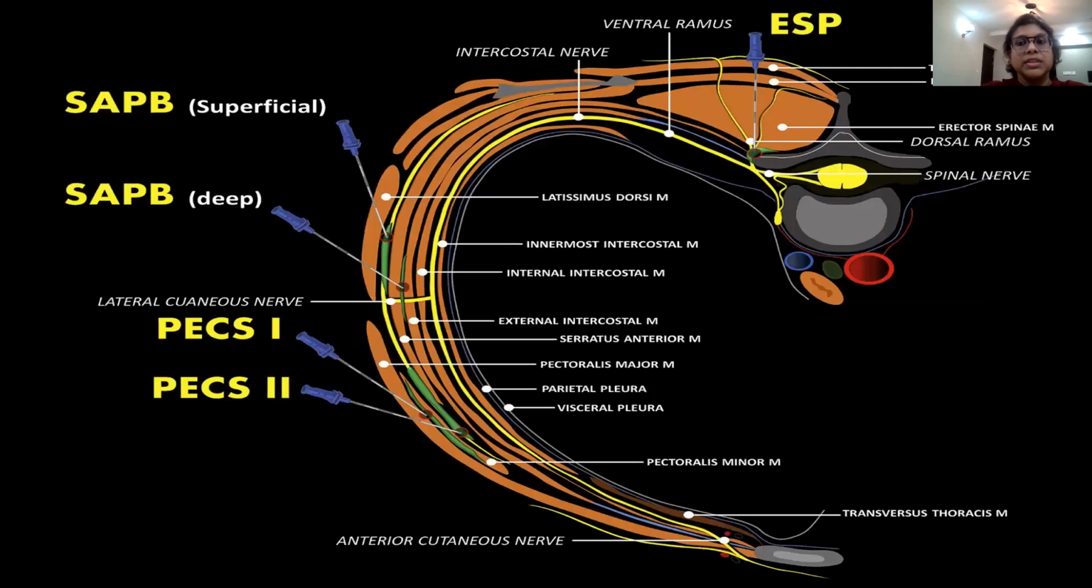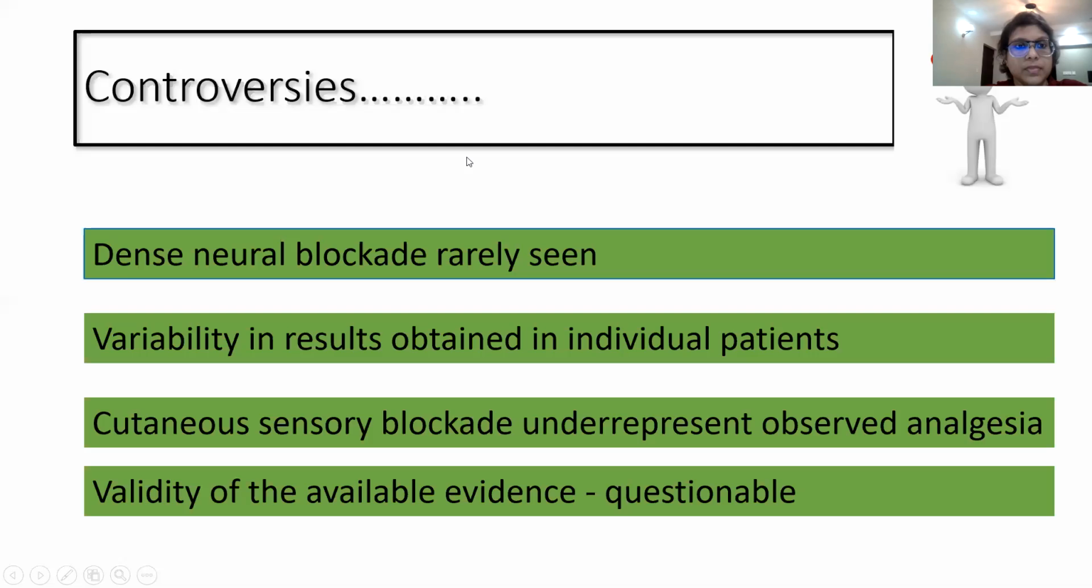So this image shows the course of a spinal nerve. Once it exits the intervertebral foramen, it splits into a dorsal ramus and a ventral ramus, which proceeds anteriorly to split into the anterior and lateral cutaneous branches. Now, various facial plane blocks target the same nerve at different points.